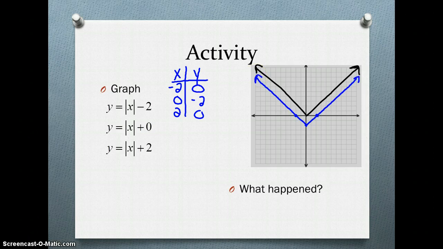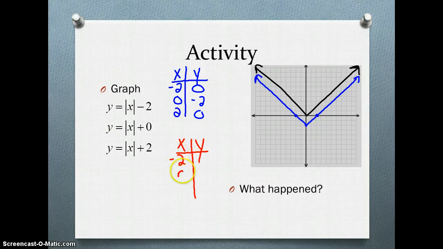So what that did was it shifted us down 2. So the minus on the outside does go what you normally would think. Minus is going to move us down the y-axis, so that will shift us down 2. Knowing that, we should probably be able to deduce that this will shift us up 2, which it will.